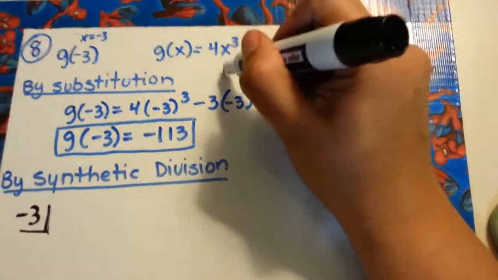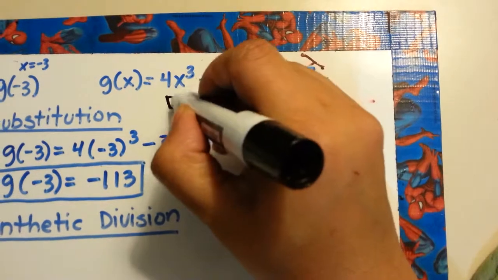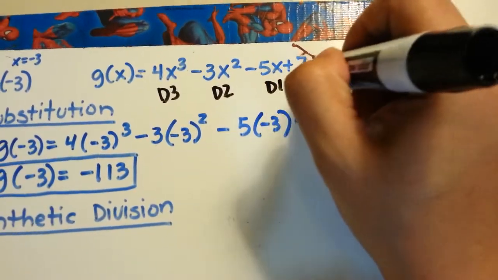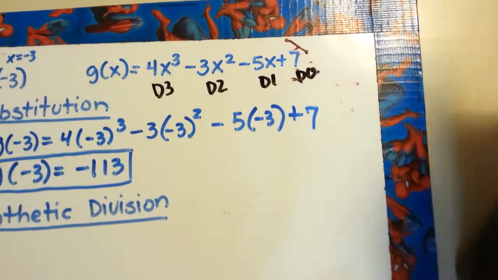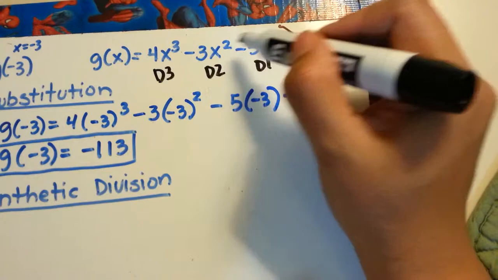Then you need your coefficients, but before we do that, we have to check the degree. Right, this one's degree 3, degree 2, degree 1, degree 0, nothing is missing, so we can go ahead and use the coefficients 4, negative 3, negative 5, and 7.